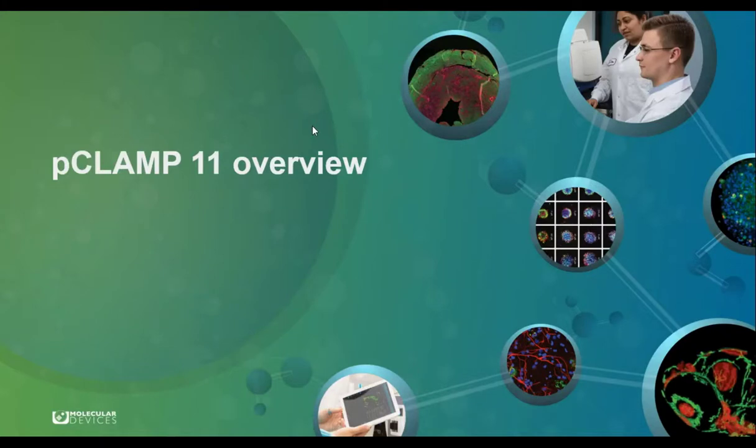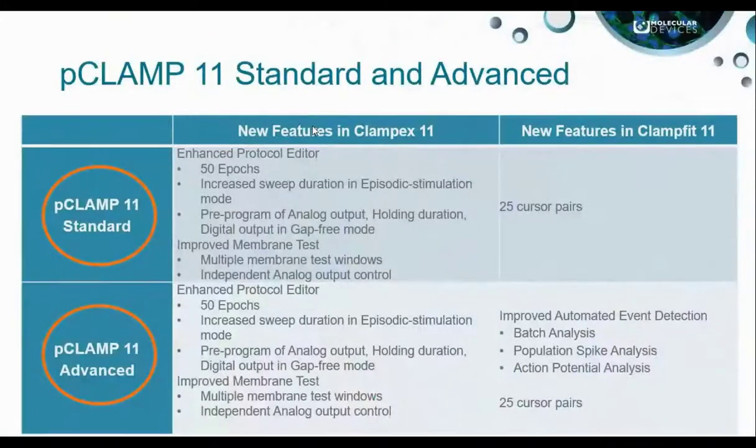Now, before I talk about batch analysis, I want to give everyone a quick review of pCLAMP 11 software. pCLAMP 11 has two versions, standard and advanced. Both versions have new features in Clampex. The first new feature is the enhanced protocol editor. It includes 50 epochs. We increased from 10 to 50 epochs. We also increased the switch duration, and we enhanced the gap-free mode so that we can pre-program analog output, holding duration, and digital output.